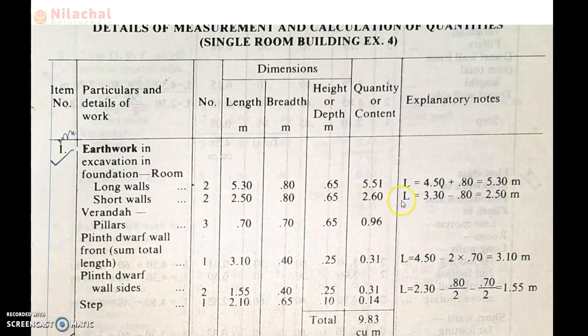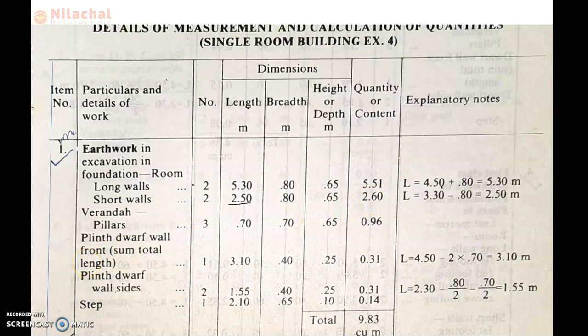We know the short wall center-to-center length is 3.30 meter. So the short wall length is equal to the center distance minus one breadth: 3.30 minus 0.80 is equal to 2.50 meter. So we write here 2.50. So the total quantity of the short wall is equal to number into length into breadth into height, which is equal to 2.60.